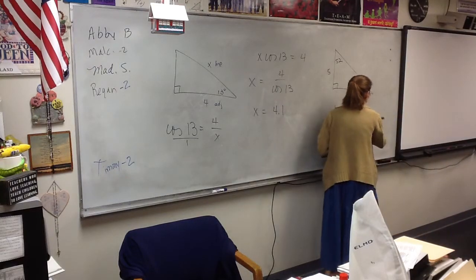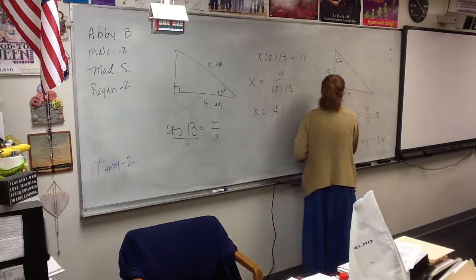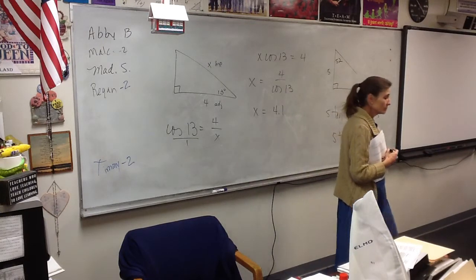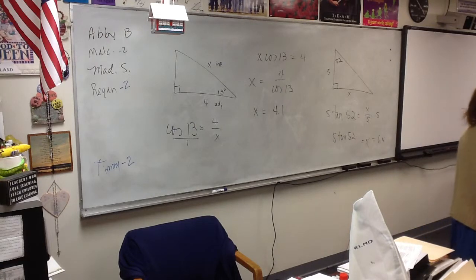Well, I had to get x by itself, so I times both sides by 5. How many decimals? Well, there's no direction, so we've been doing just one decimal place, but you can do whatever the directions say.